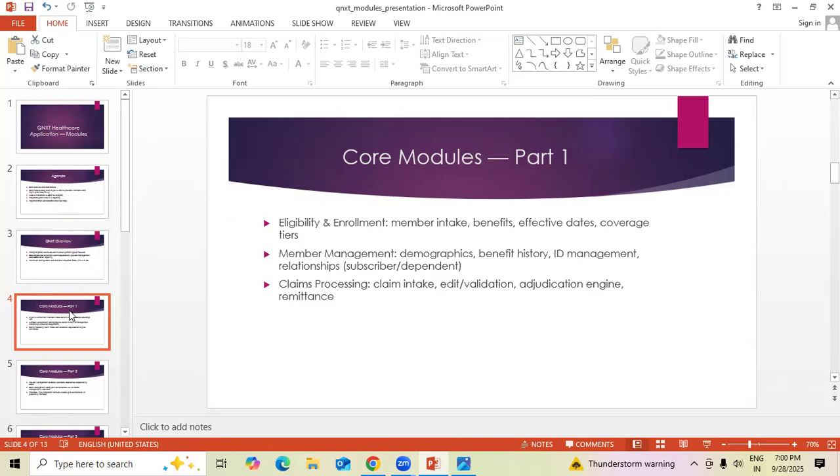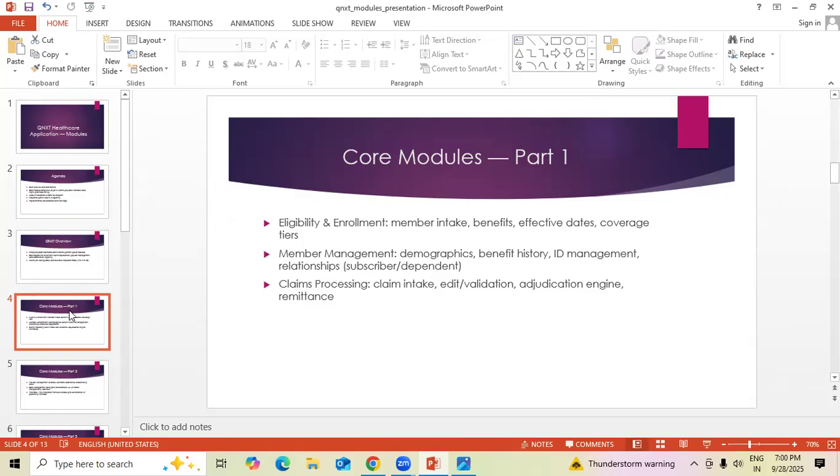The detailed part I'll discuss later, because on a high level note I'm giving this overview. One by one, how member enrollment will take place, how the benefits will take place, and how the coverage types will be initiated. The detailed explanation can be done in coming time, in the next sessions.